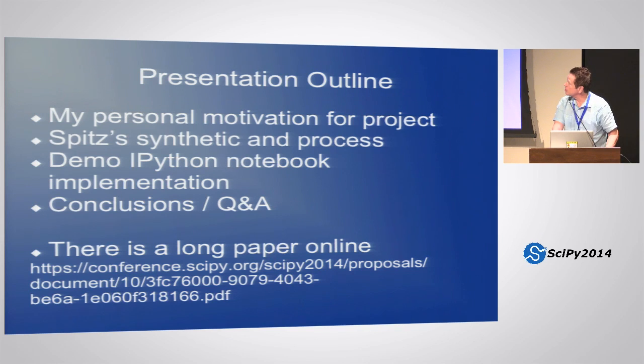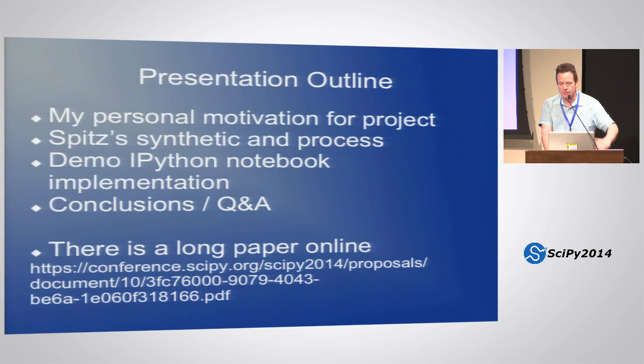My personal motivation was... so I'm going to use this outline of the presentation. I'm going to talk a little bit more about my personal motivation, and then I'm going to talk about this algorithm that was written up in a paper where Spitz describes a synthetic and a process to apply. And then I'm going to go into an IPython notebook and show you some of the implementation, and then wrap it up with some conclusions and questions and answers. There is a long paper online. If you go to my abstract, you should be able to click to it, and it has a lot of code and words that describe in detail what I was doing.